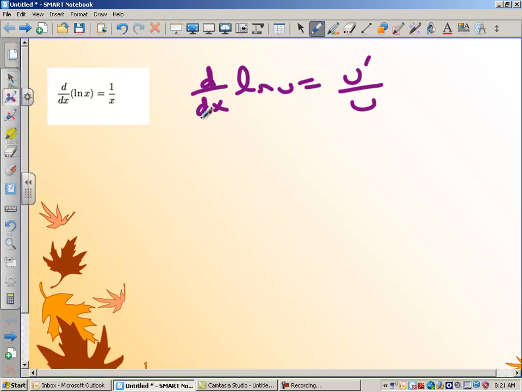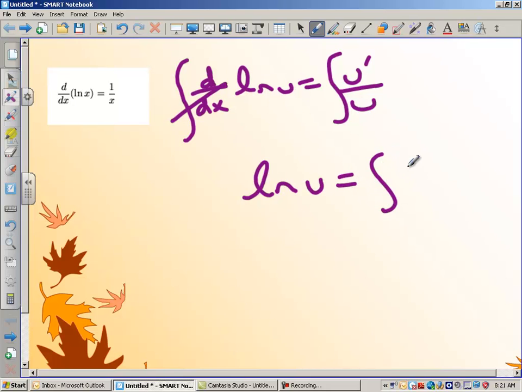Now what this means is, if we are to integrate both sides of this statement, then we should get that the integrals and derivatives cancel. We should get that the natural log is the answer to the integral of u prime over u. So today we're going to add something special here. We're going to say that the natural log of absolute value of u is the answer to this.